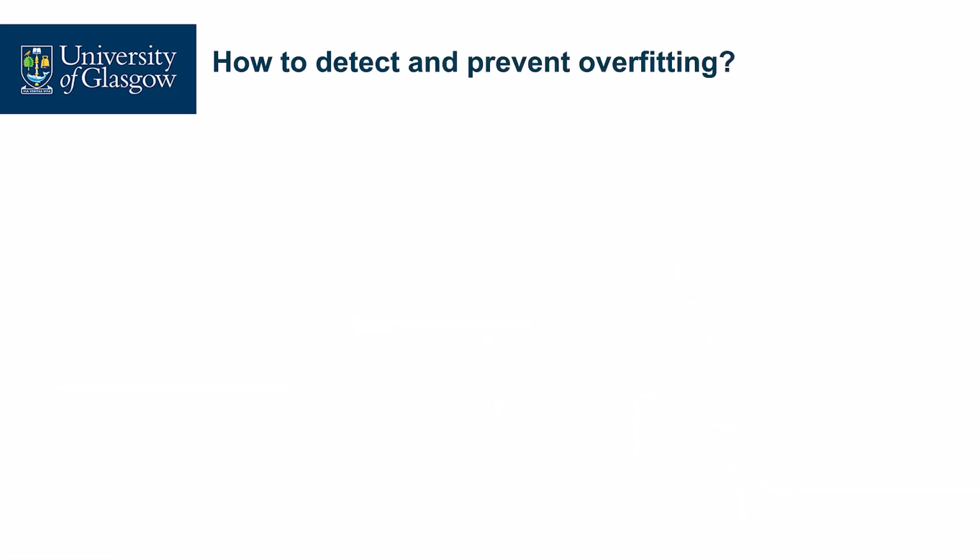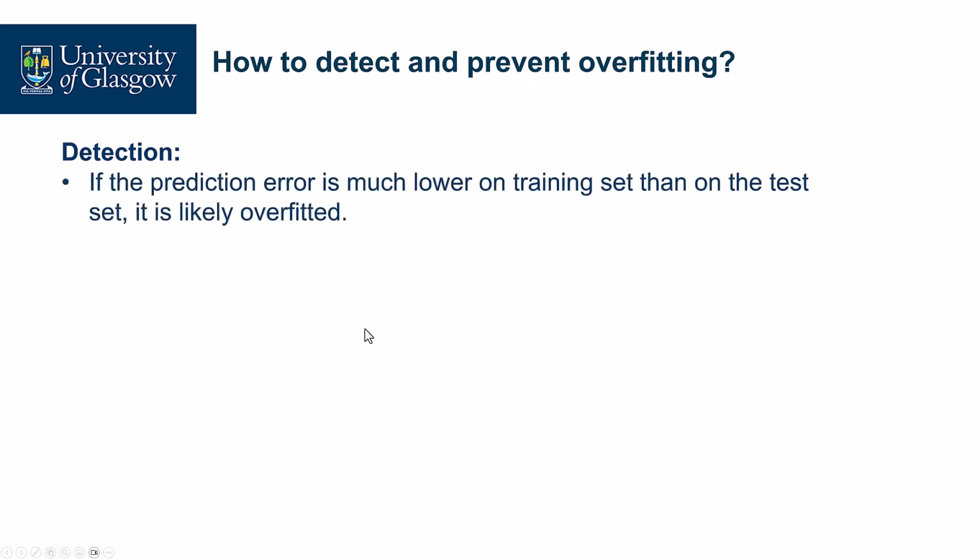So how do we detect and prevent that? For detection, if you find the prediction error on the test set is much higher than that on the training set, then your model is most likely overfitted, right? Because it learned the training set well, but doesn't have the ability to generalize to new points.